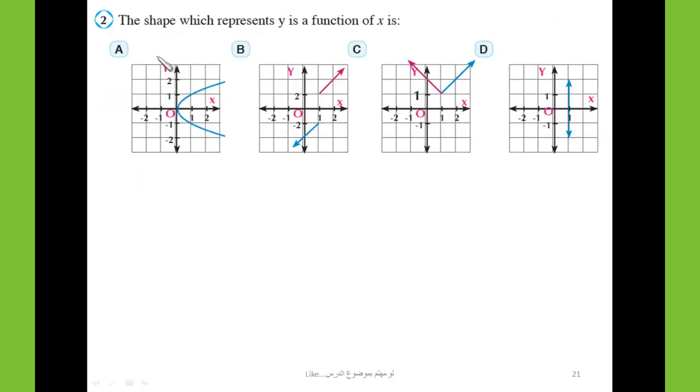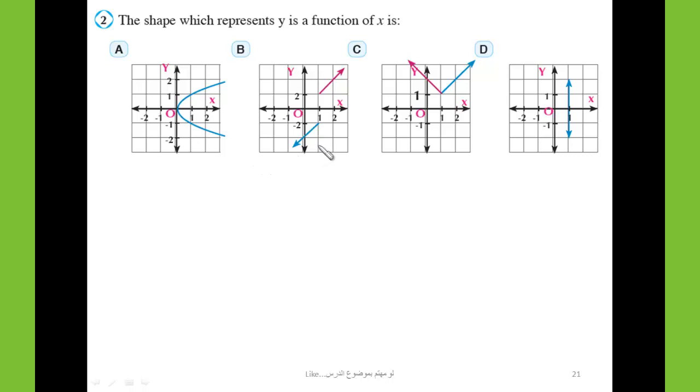2. The shape which represents y is a function of x is one of these 4 figures. Of course, figure A, the first figure, doesn't represent any function because we have two images to the point 1: 1 and negative 1. So A is refused. It doesn't represent any function.